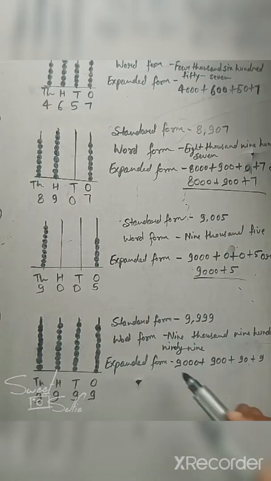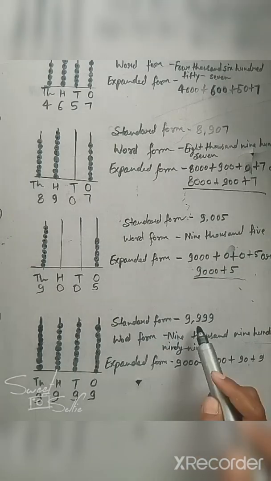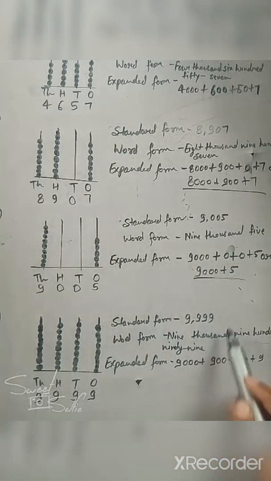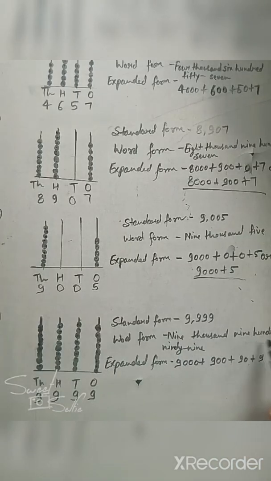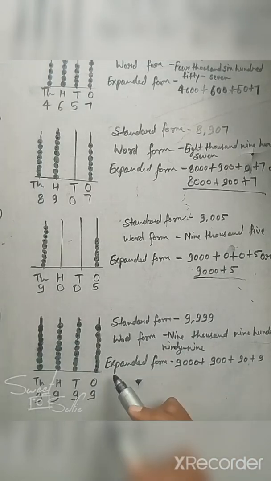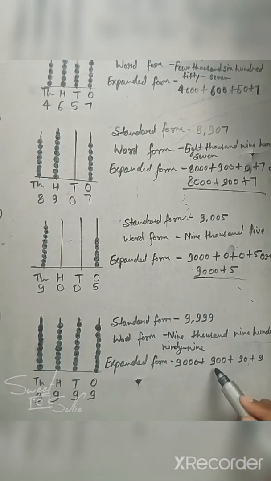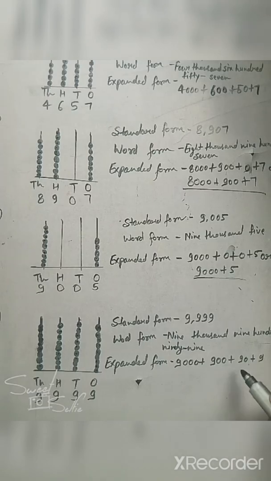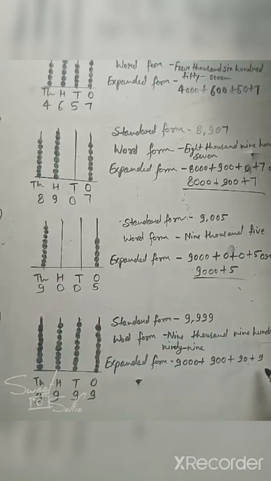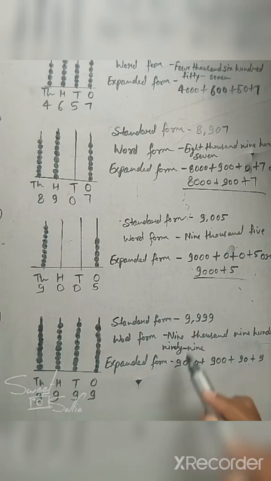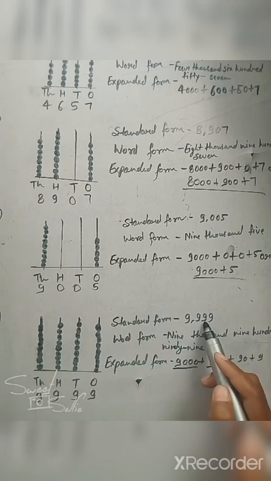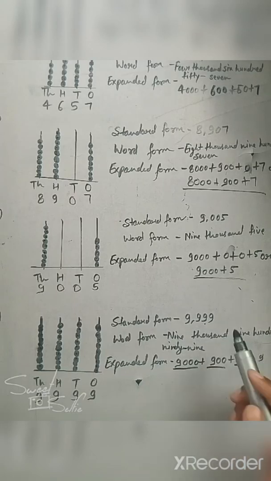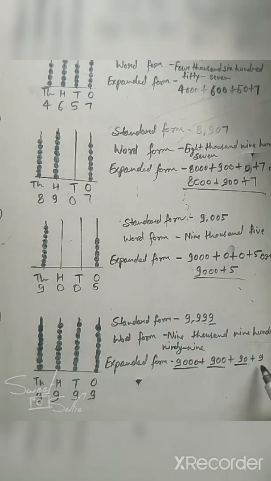So in standard form 9999, and in word form nine thousand nine hundred ninety-nine, and in expanded form 9000 plus 900 plus 90 plus 9. According to their place value, 9 at the thousands place is 9000, 9 at the hundreds place is 900, 9 at the tens place is 90, and 9 at the ones place is 9.